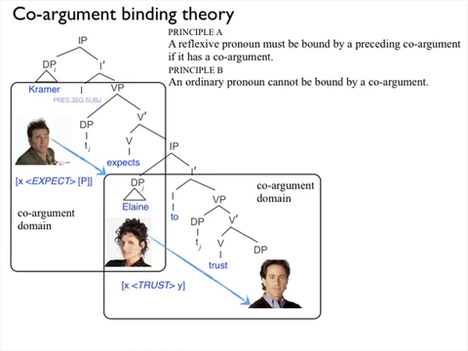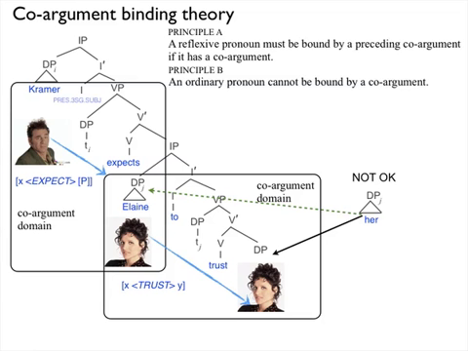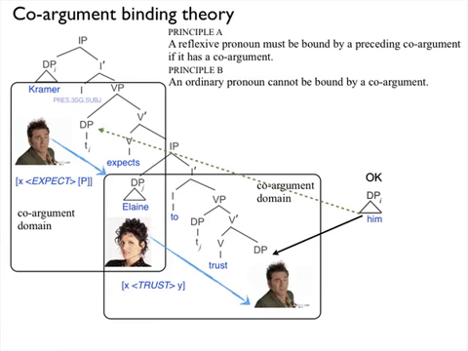So it's not okay to have her here, right? Because those are co-arguments, and her would be bound by Elaine. And a pronoun cannot be bound by a co-argument. Herself is okay here because herself and Elaine are co-arguments. And if I'm a reflexive and I have a co-argument, I need to be bound by one preceding me. All of that holds, so we're okay. And him is okay here, right? Because Kramer and him are not co-arguments.